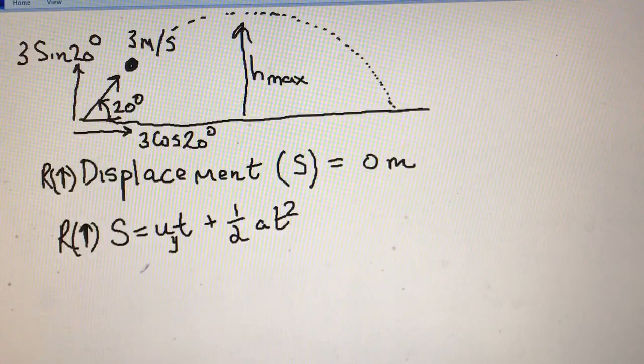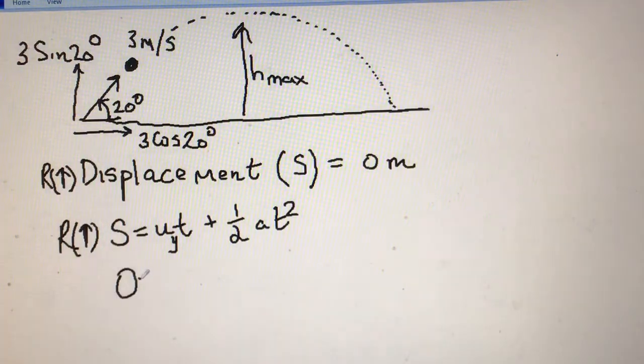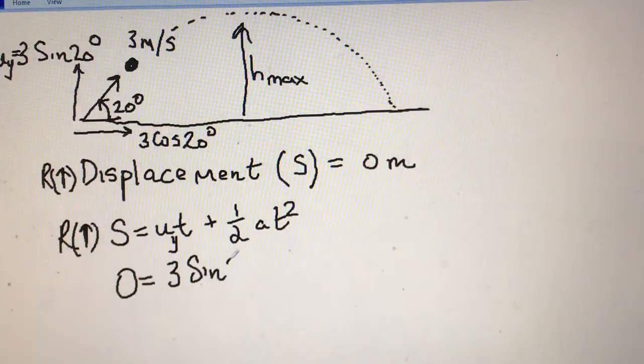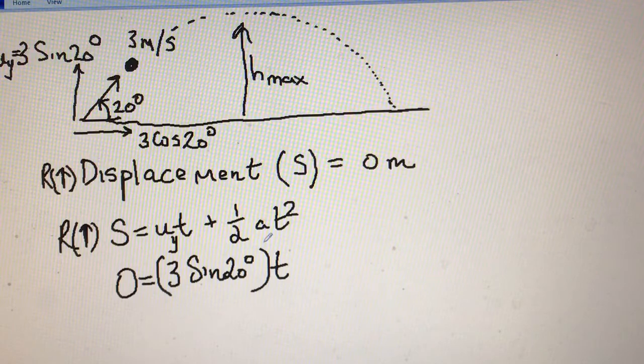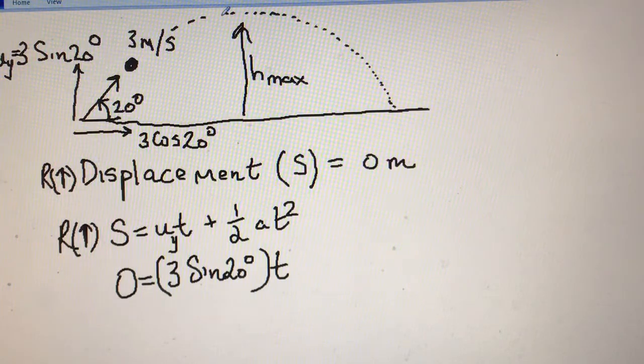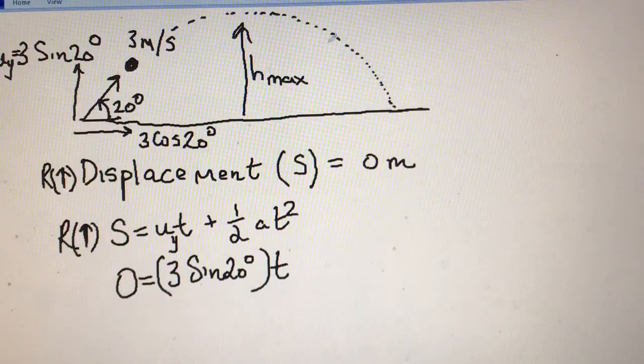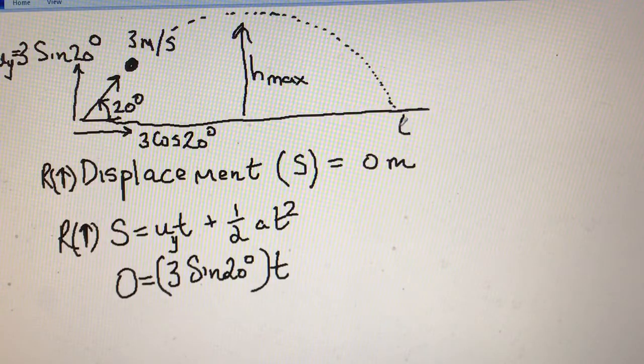Now we can say 0 is equal to uy, where uy is the initial velocity in the y direction, which is 3 sine 20 degrees. This is multiplied by a value of time t. This is the time taken for the object to go all the way up, reach a maximum displacement, and go back down again to 0 displacement.